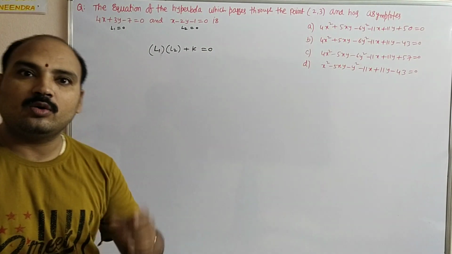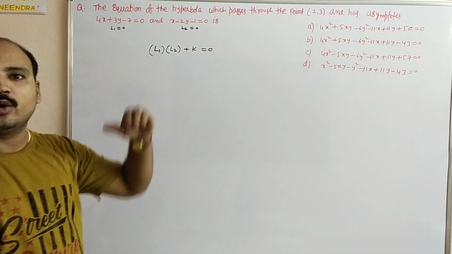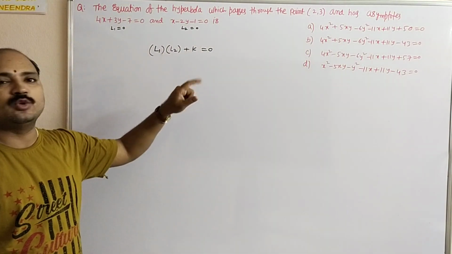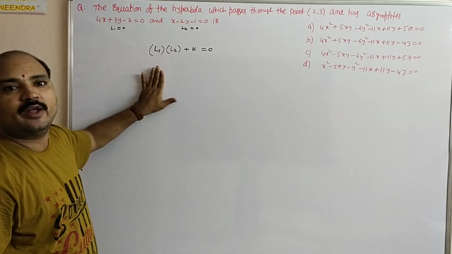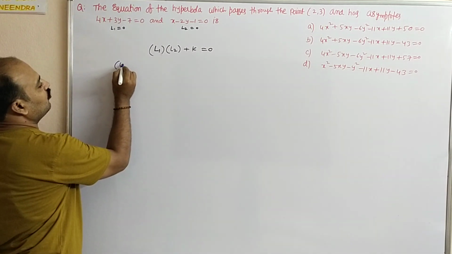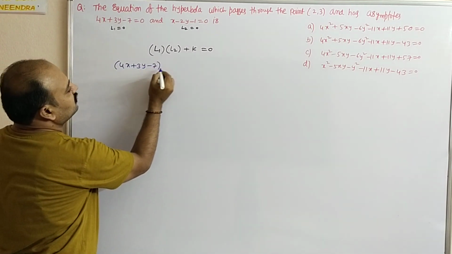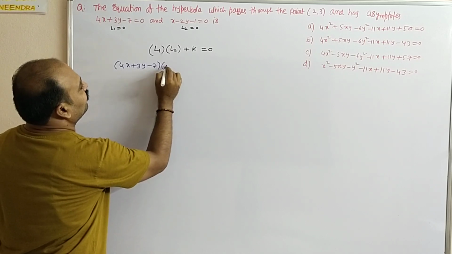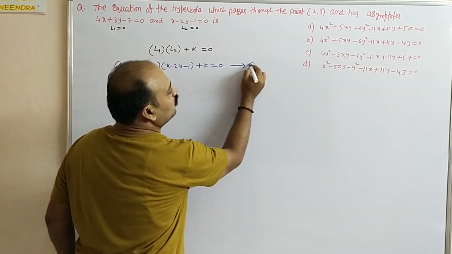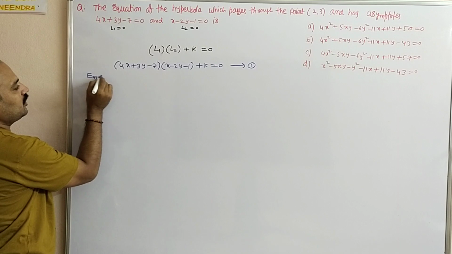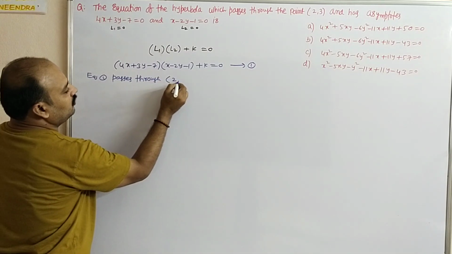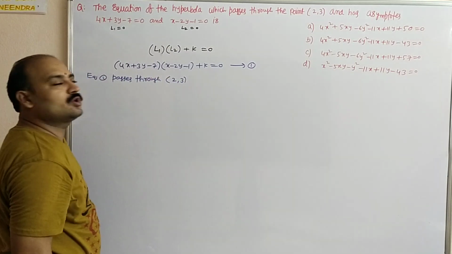The equation of a hyperbola whose asymptotes are L1 = 0 and L2 = 0 and which also passes through a fixed point is always in the form L1 into L2 plus k equal to 0. L1 and L2 are asymptotes of the hyperbola. Substitute: (4x + 3y - 7) into (x - 2y - 1) plus k equal to 0. This equation is passing through which point? (2, 3). Equation 1 passes through (2, 3). In place of x and y, substitute 2, 3.